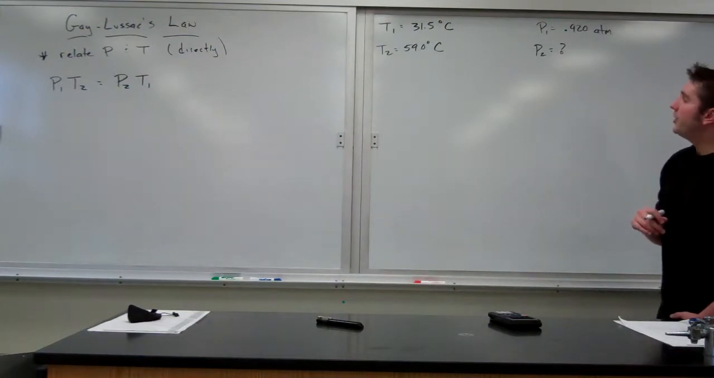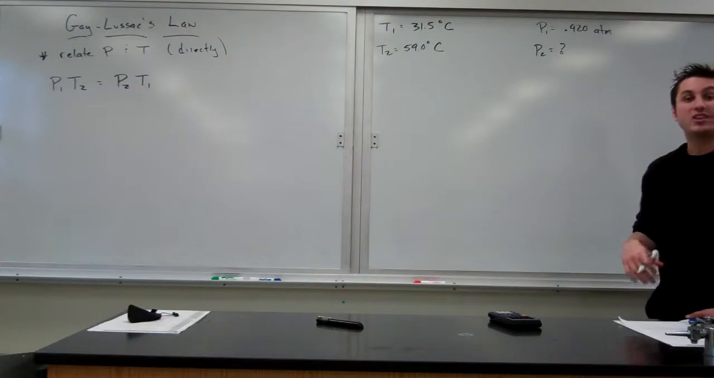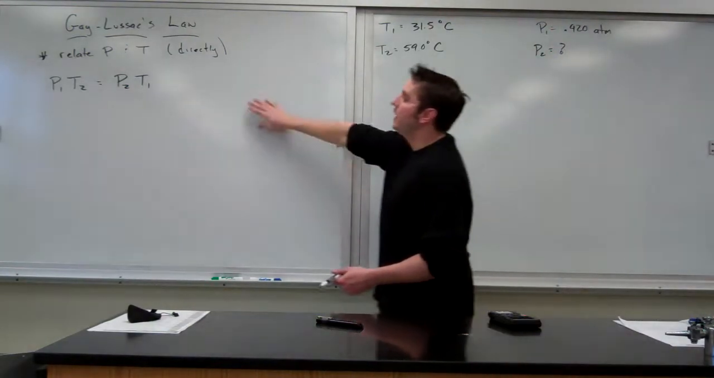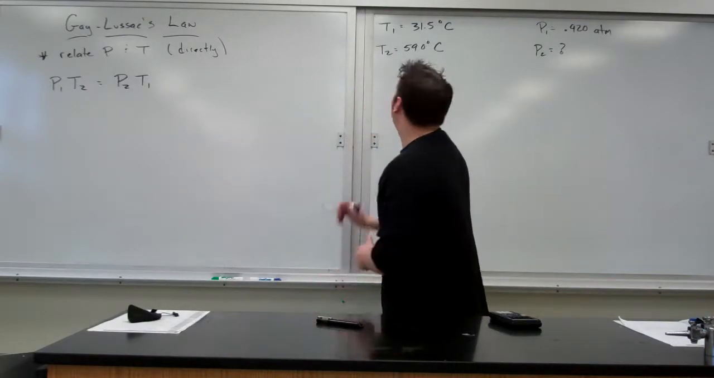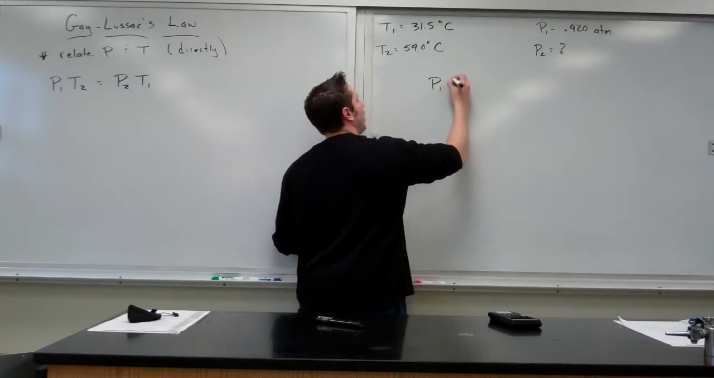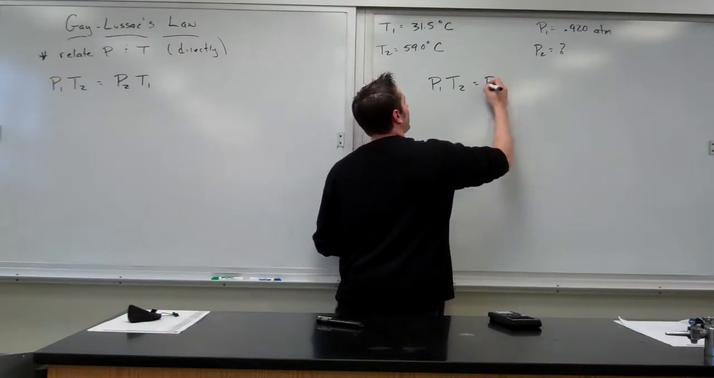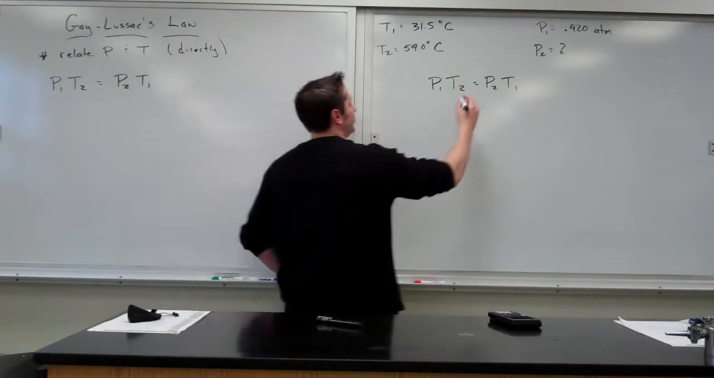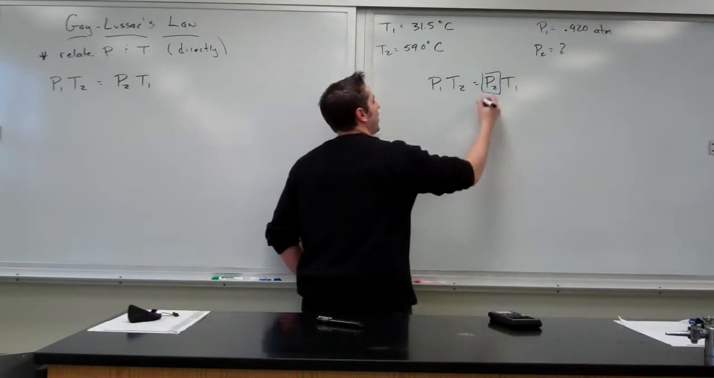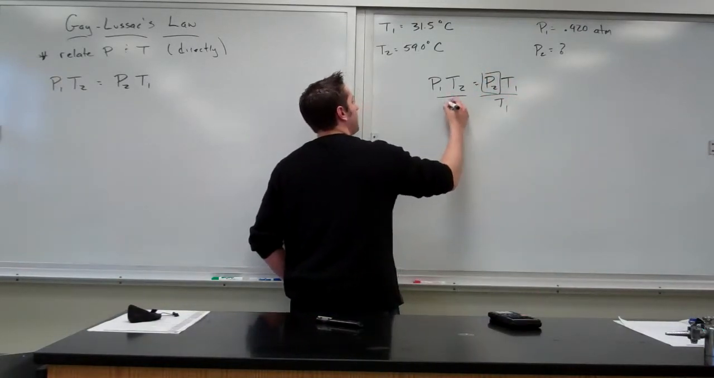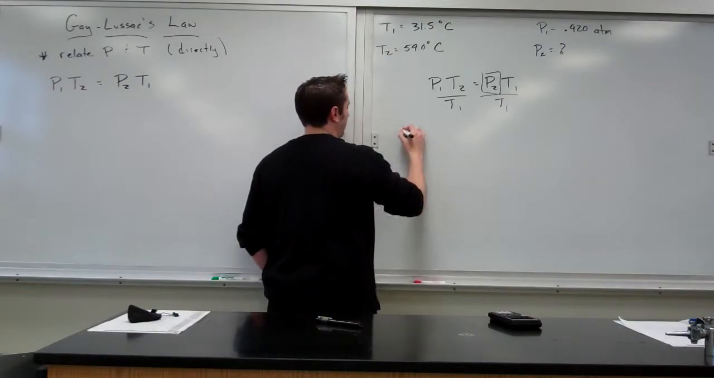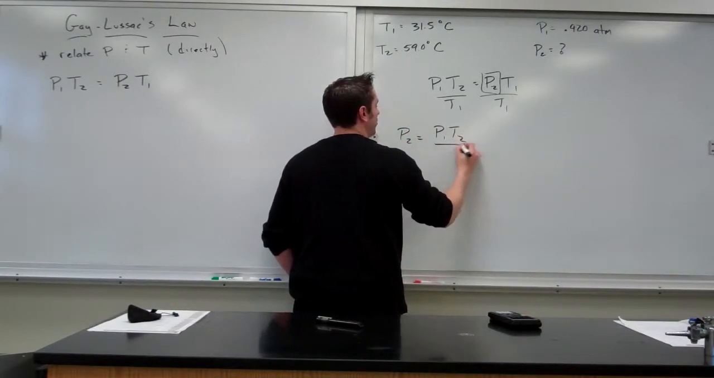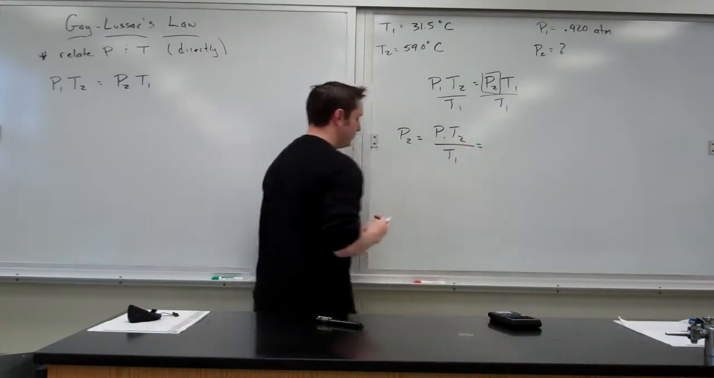Next thing I'll do here is choose an equation. Now we have 3, but the one that has P's and T's is Gay-Lussac's law. So we will say P1 T2 equals P2 T1. Looking for P2, so I divide by T1. I will get P2 equals P1 T2 over T1.